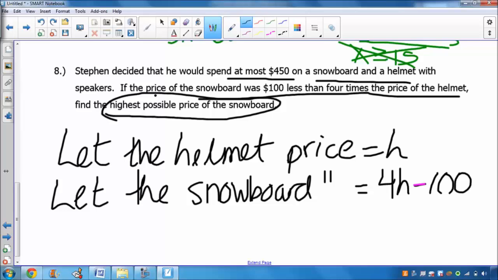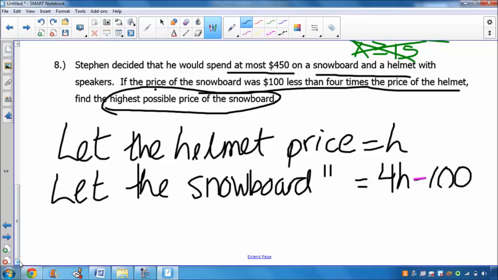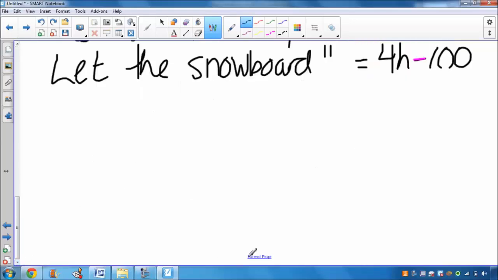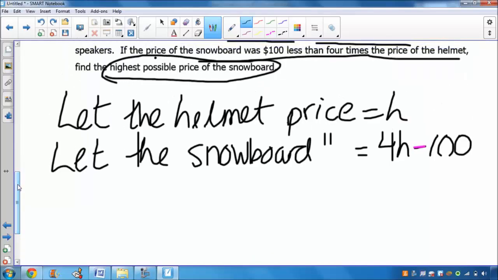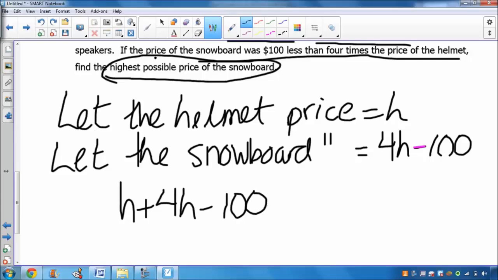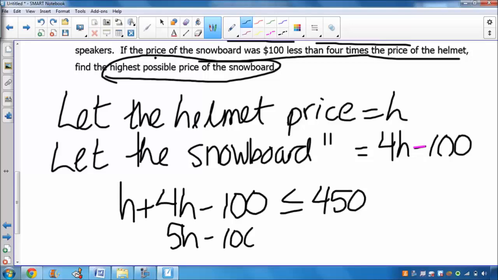Okay? And it says that Stephen decided that he would spend at most $450. So that means that he will not spend any more than $450. He's okay with $450, but nothing more than that, okay? So when you go to the store, though, you have to pay for your helmet and the snowboard. So I'm going to pay for the helmet and I'm going to pay for the snowboard, and I want to spend either $450 or smaller, so less than or equal to $450. Okay, then I would combine like terms, so I get 5h minus 100 is less than or equal to $450.